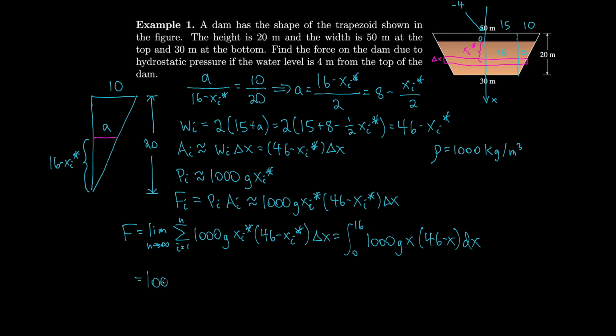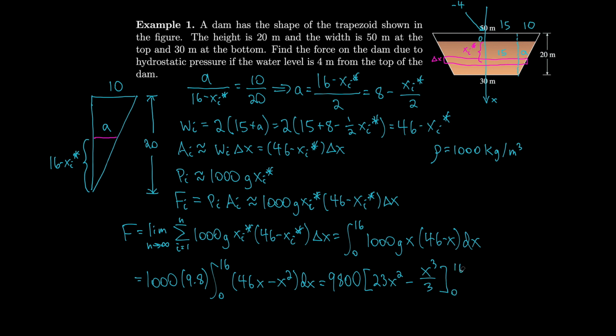So that's 1000 times acceleration due to gravity, which is a constant 9.8. So that's what g is. And then the integral from 0 to 16 of 46x minus x squared dx, which is 9800 times 23x squared minus x cubed over 3. And we take our antiderivatives. And evaluating that from 0 to 16 gives us about 4.43 times 10 to the 7th newtons.